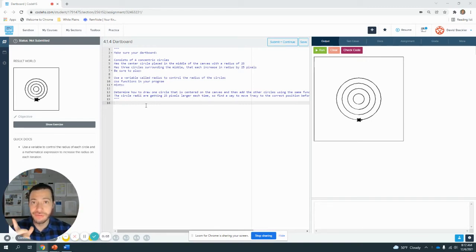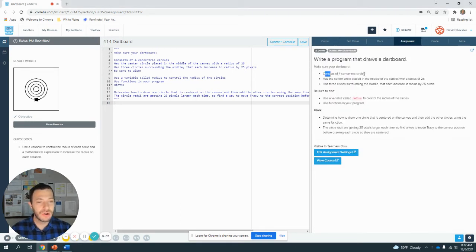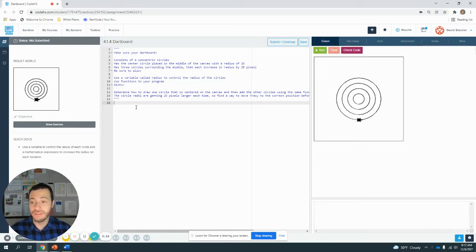This is all about variables. So it's our first time applying variables. This challenge over here is we're going to draw 4 concentric circles. We want to make sure we're in the middle of the canvas. The middle circle is going to start with radius 25, and it's going to increase by 25 each time.